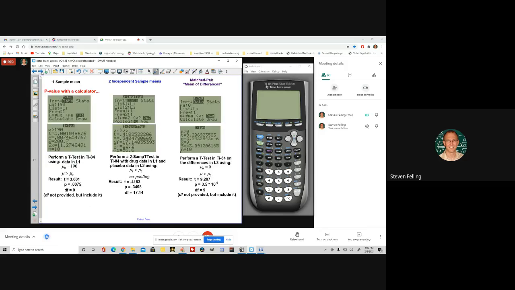If we're doing these in a calculator, there are tests for this. We use the t-test, performing a t-test in a calculator. What we entered: the mean, the null hypothesis was 190.